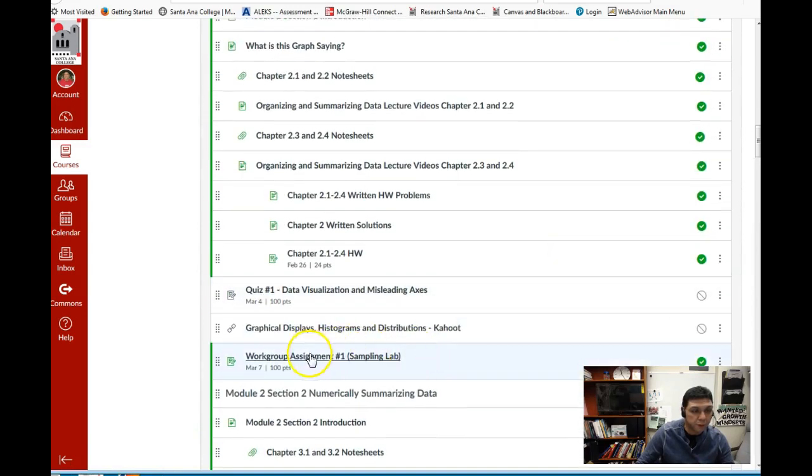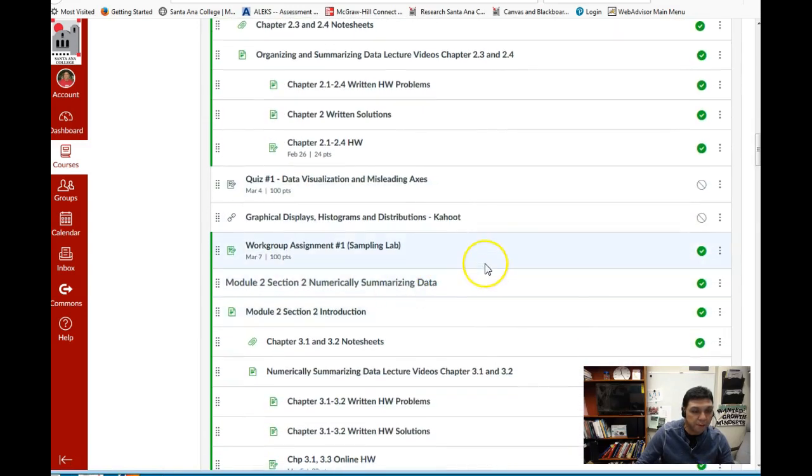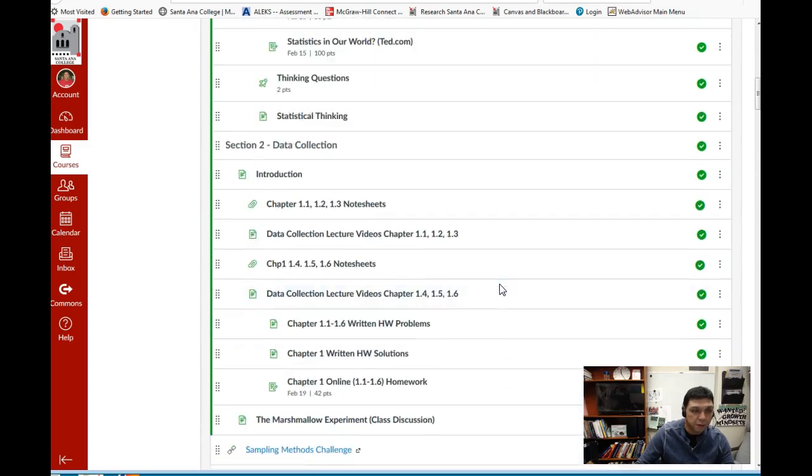There it is right here, work group assignment one, sampling lab. It's related to chapter one ideas. And so it'll be posted there. It's again another type of assignment that is done within Canvas. So that's it. I want to make sure you know what to do and how to get started with your assignments.